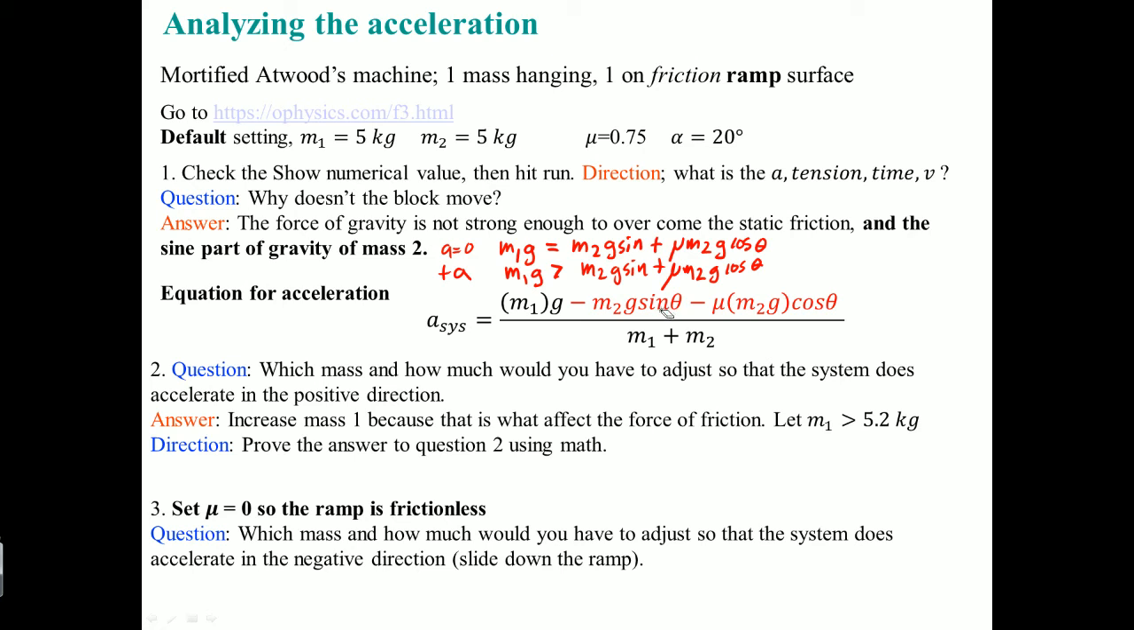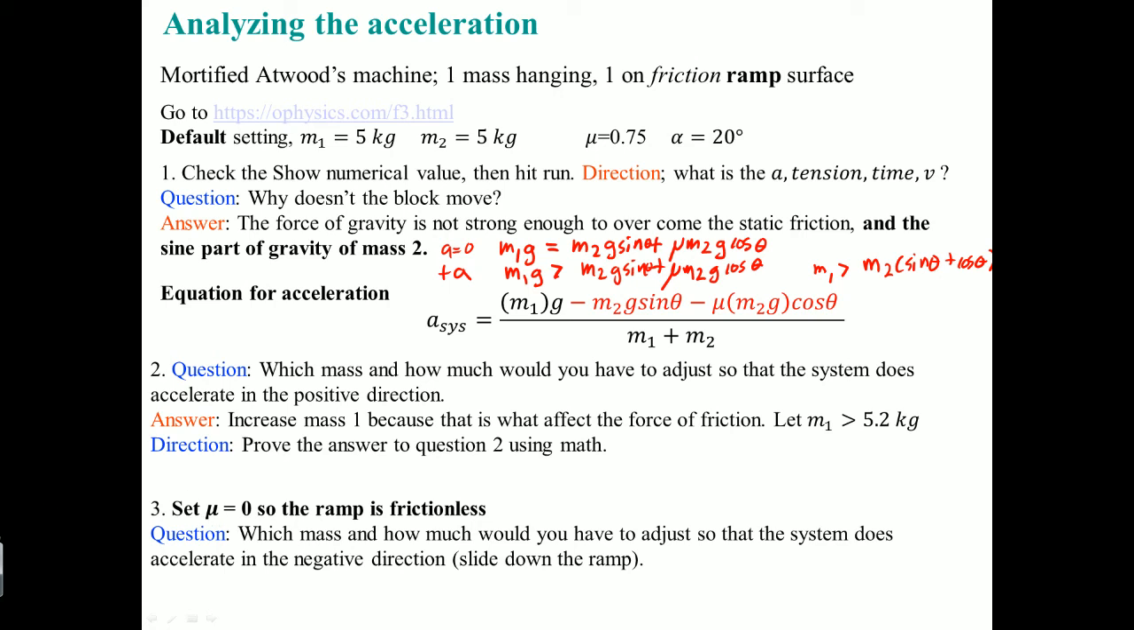You could actually simplify this if you do some math. It would be M1 is greater than, G cancels, so you could factor out an M2, sine theta, oh, I forgot the theta here, sine theta plus mu cosine theta. So that's interesting. You could either increase M1 or you can decrease M2. Good. So that's the math justification.